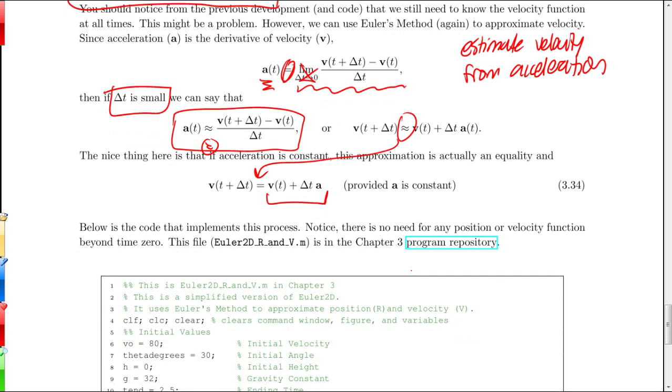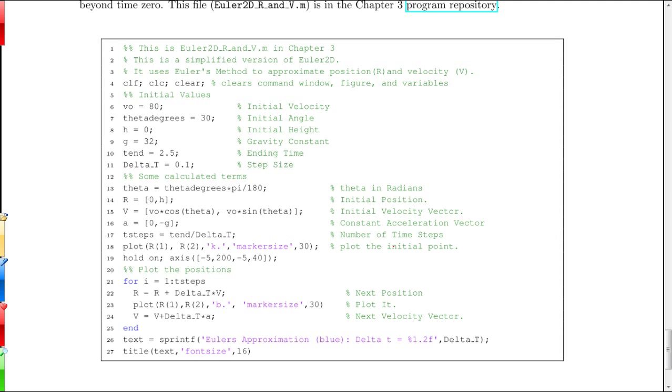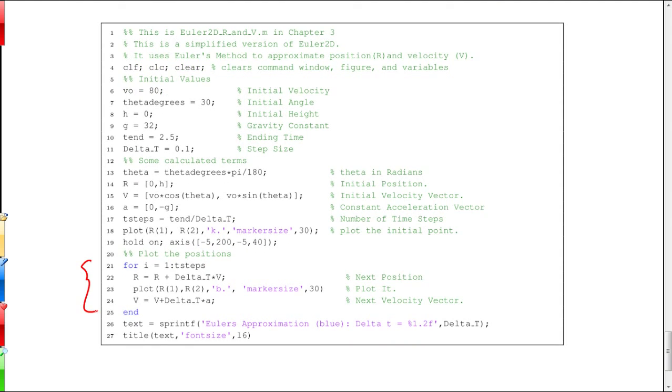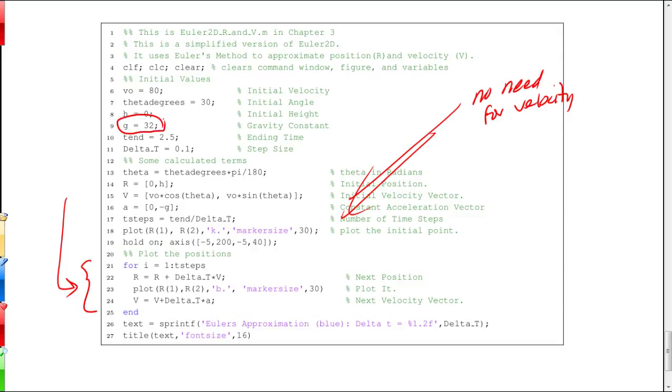And that's great. And so what that means is if you go all the way through this same thing, your Euler's approximation, notice there is no need for velocity. That velocity function is gone. All I have is my acceleration function, which is, well, there's my acceleration due to gravity, and there's my acceleration vector valued function. Really easy: 0, negative g. You're always accelerating down with the force of gravity.